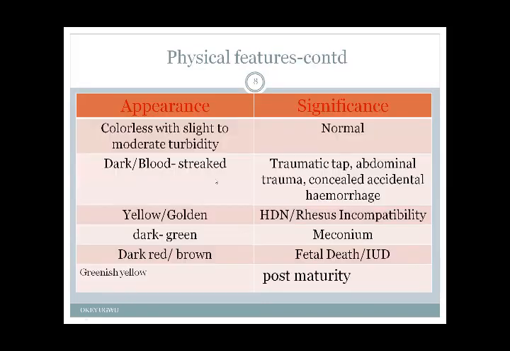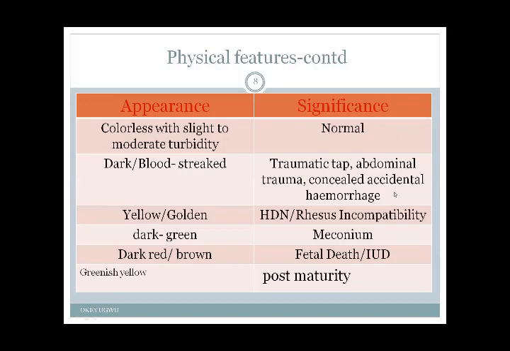So the clinical features: clinically, the amniotic fluid is colorless with slight to moderate turbidity. If it is dark, then it is abnormal. If it is dark or blood-streaked, is it a traumatic tap? It can happen in cases of polyhydramnios, abdominal trauma, concealed accidental hemorrhage, or in cases of abruption of placenta.